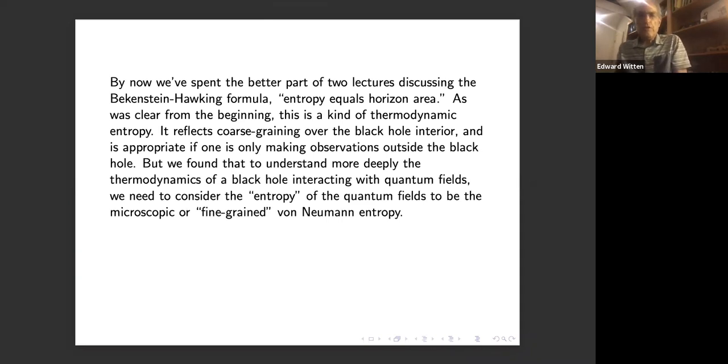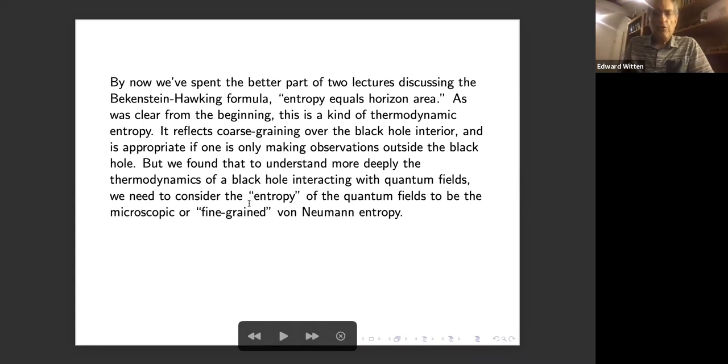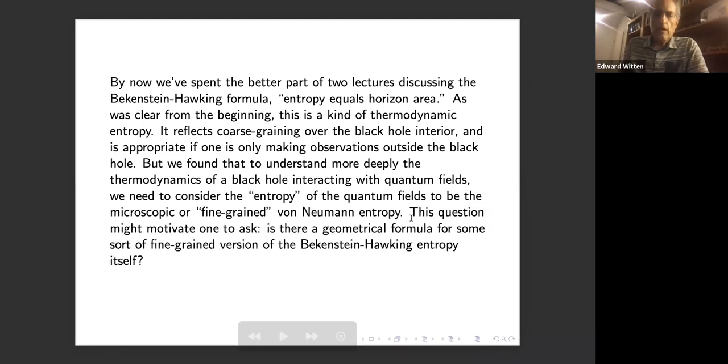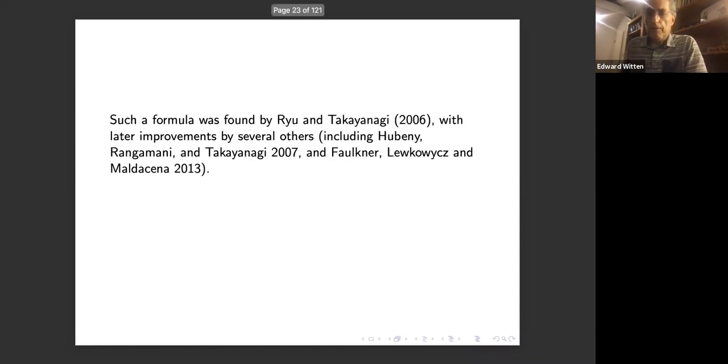We found that to understand more deeply the generalized second law and the Bekenstein-Hawking entropy, we had to consider the entropy of the quantum fields outside the horizon to be the microscopic or fine-grained von Neumann entropy. Now, this question might motivate you to ask, is there a geometrical formula for some sort of fine-grained version of the Bekenstein-Hawking entropy itself? We're asking this question with hindsight. The answer was found, I would say, not quite by asking that question, in a somewhat different way. But there is an answer.